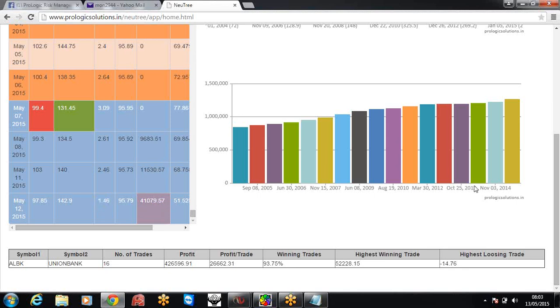Now, this is the profit that you have already made. Let's say around 1.2 lakhs is your investment. 1.2 lakhs, you have already made 41,000 rupees. So that is the kind of trades that you will get.